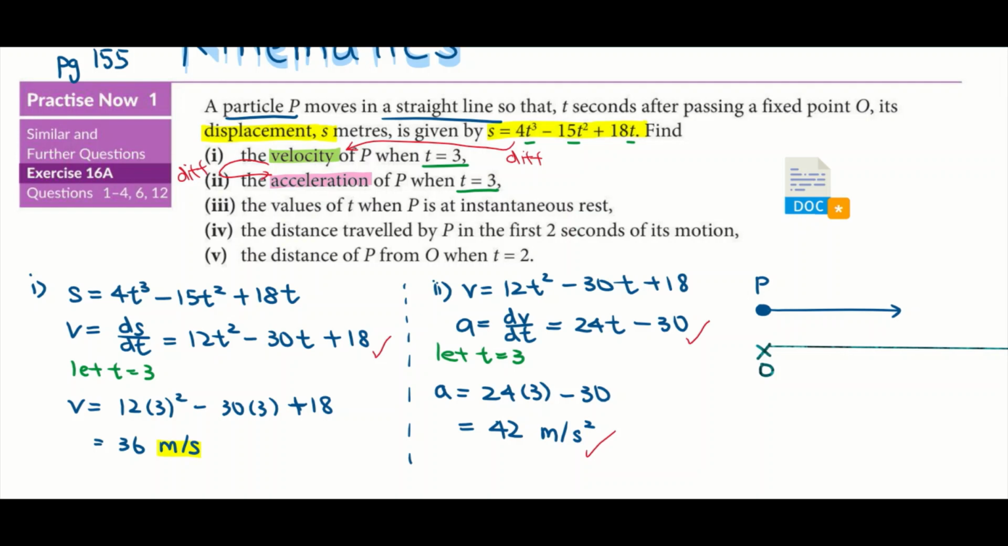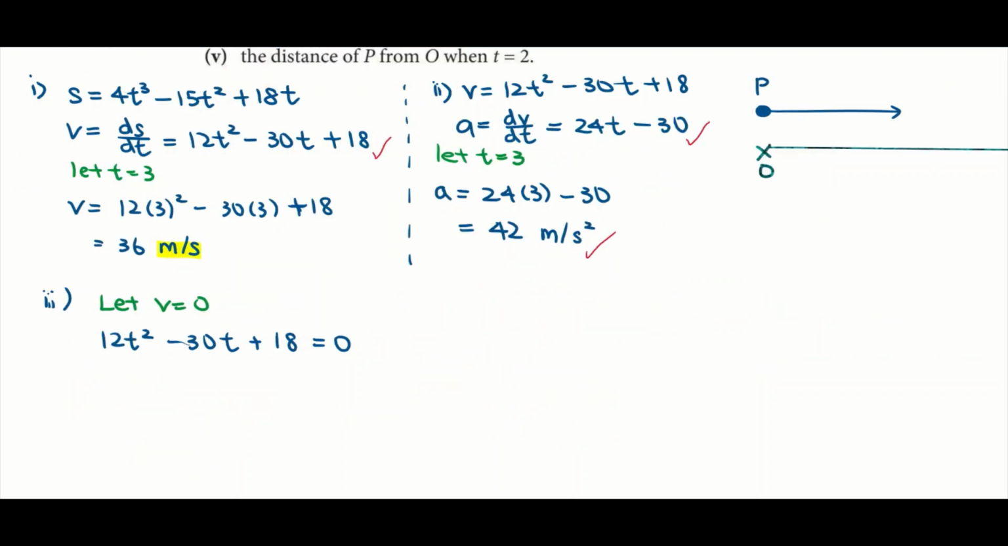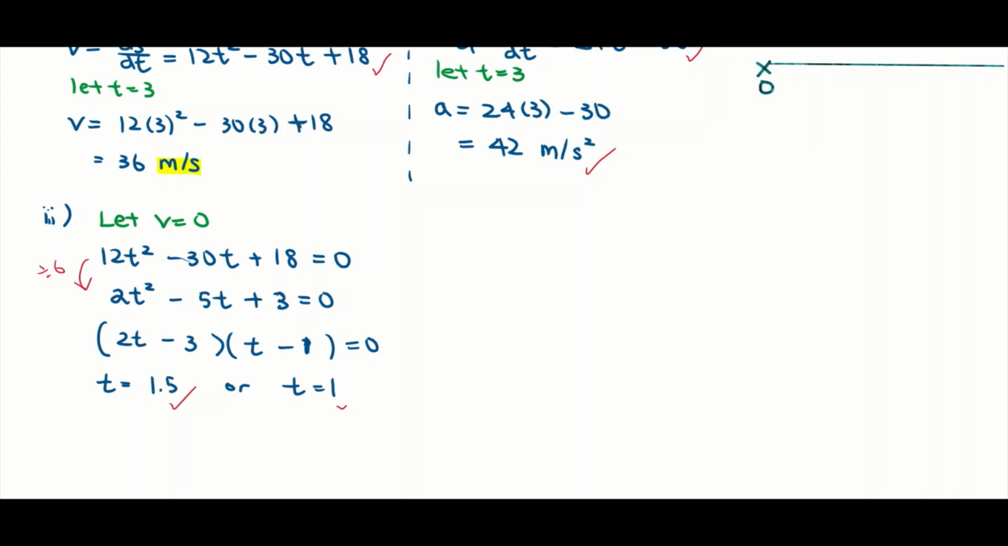Part 3, they mentioned when P is at instantaneous rest. And remember, when I say instantaneous rest, what happens to my velocity? It stopped moving, so velocity equals to 0. Letting v equals to 0, I'll get an equation of t. And before I continue, I can simplify the equation, divide both sides by 6 to simplify it. The equation is simple enough to do my factorization before finding my values of t. I have two values, 1.5 and 1, and I can accept both because both are positive numbers, and time is supposed to be positive.